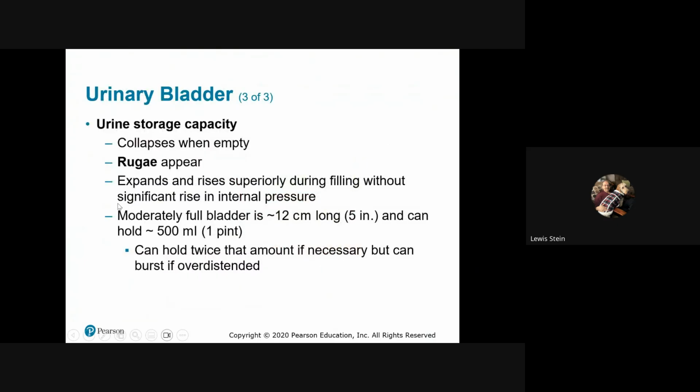And so rugae are there when it's empty. Here is a moderately full bladder. You get an idea. It expands and rises with pressure, and a moderately full bladder holds about 500 milliliters. Typically, if you're going a lot, most of us, it's probably considerably less, like 200 to 300 milliliters, just a guess. But you can hold more. It has a lot of capacity, and we test that a lot in the hospital because people have problems with this as they get older, and it's a contributing factor.